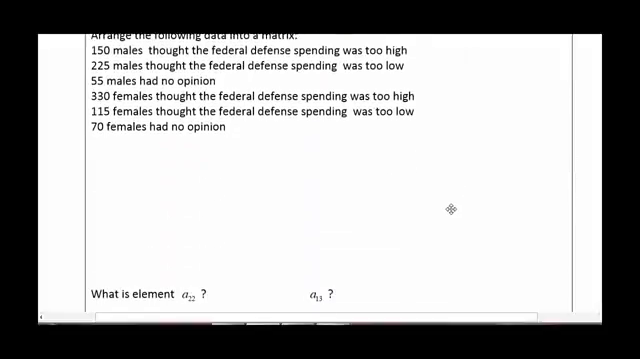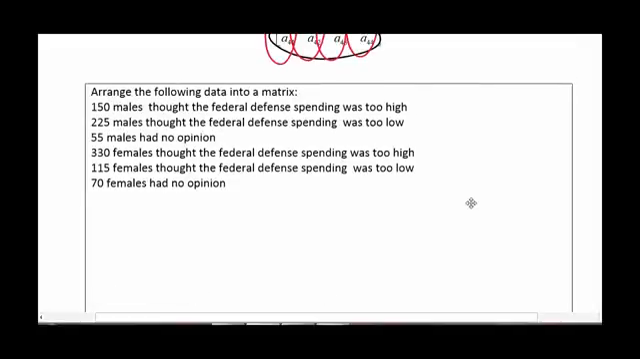Now we're going to set up our own matrix here, just to help us understand how these numbers come into play. We've got some information about groups of individuals. We're asked a question about whether they thought the spending on federal defense was too high, too low, or no opinion. We're going to organize this information into a set of numbers. So I'm going to set up my columns as such.